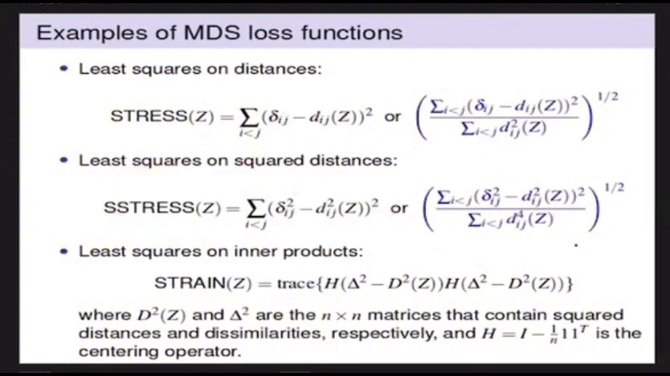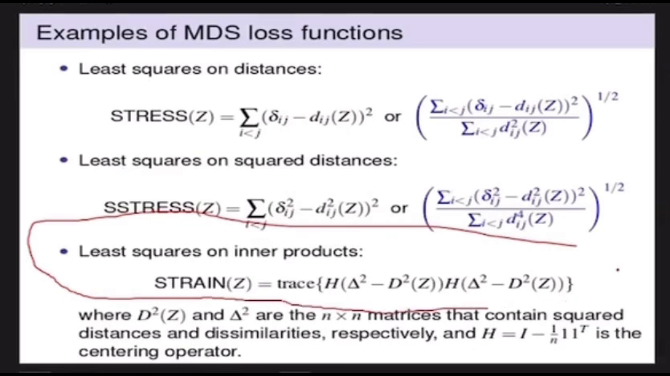But let's take a look at the third one that we call the least square on inner products. This one is actually going to consider the difference between the inner product in the dissimilarity matrix and the inner product in the lower dimensional space. And not only that, it does that by centering. If you take a look, H is part of this. And that's why the third one is a very common loss function used in MDS.